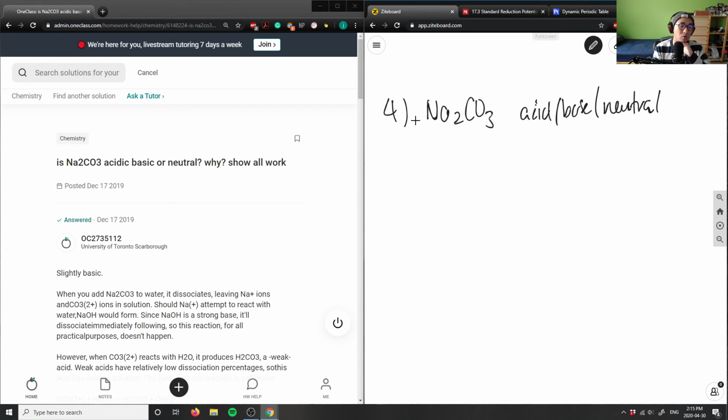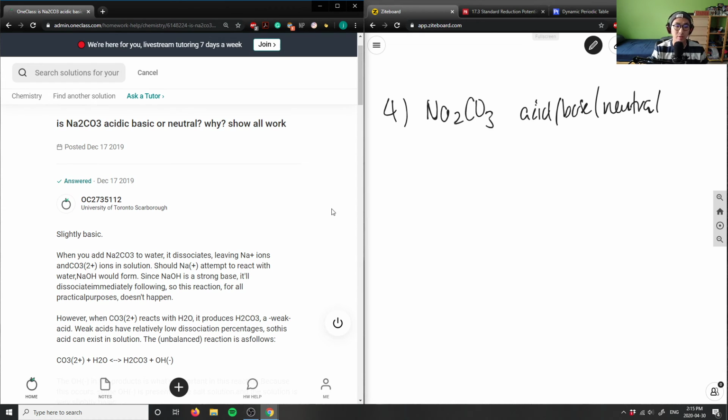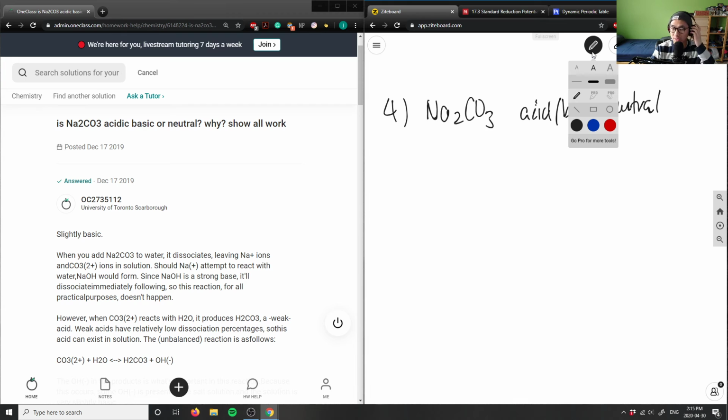It says why, show all work. So this student here wrote slightly basic, and I'm going to walk through their logic to see why it's correct. Basically, sodium carbonate is an ionic compound, and it's going to dissociate into these two ions, and I'll write down the chemical equation here.